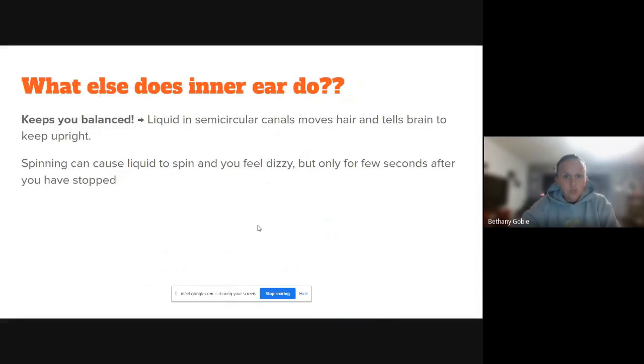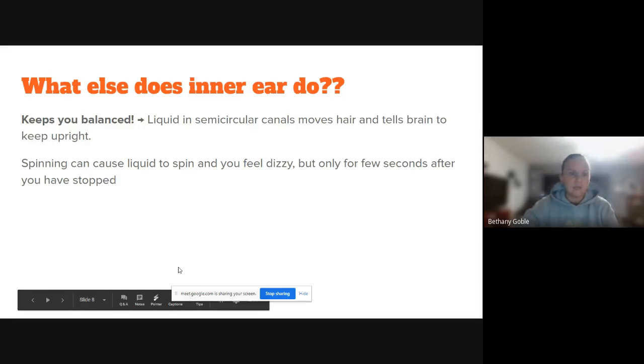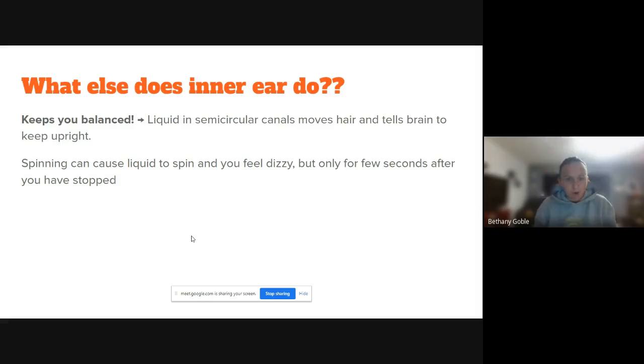So what else does the inner ear do? Well, I told you guys about the liquid in those canals. That actually moves the hair, and it also keeps you upright. If you ever spin really quick, or maybe you went swimming and you have water in your ear, it's called swimmer's ear, and you feel off balance. That's because if I'm spinning like crazy, the liquid in my ears is going crazy until it balances me out. It might only last a few seconds, and then it will balance you out. So we need that liquid in our ears. That's why we don't fall every time we're walking.